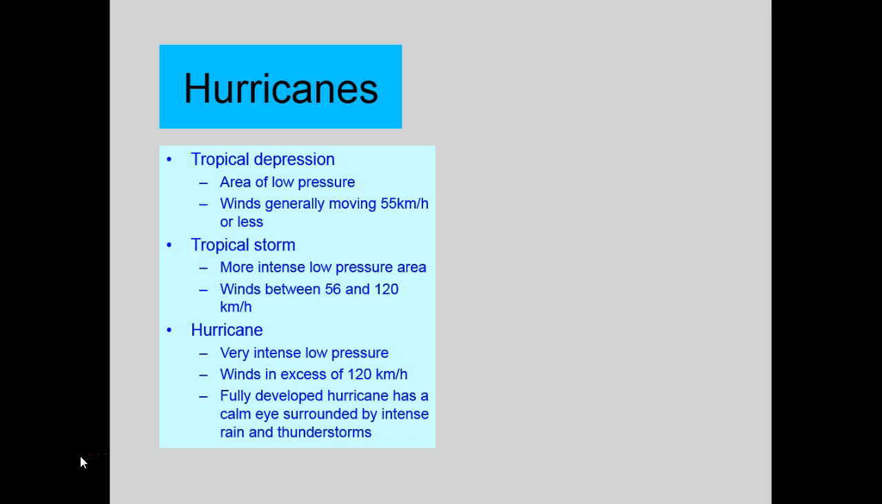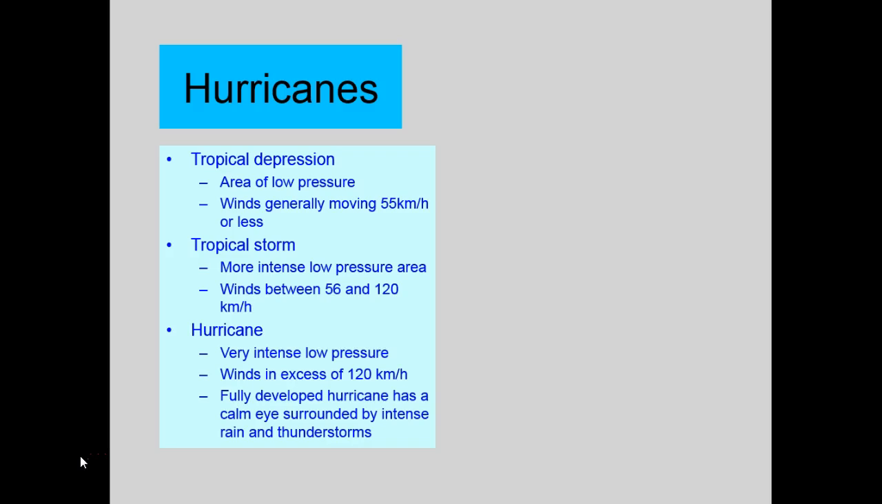When winds move up greater than 56 miles per hour, it becomes a tropical storm. More intense, low pressure area, and guess what? These go hand in glove. The larger the drop in pressure, the more rapid the wind. So technically they're measured by the pressure, but they usually refer to the wind.